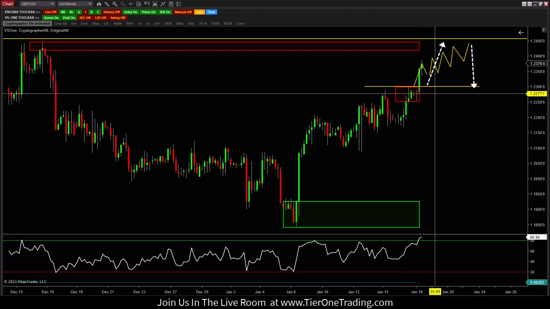The VS1 is a visual structure indicator. So it gives us key levels of support, key levels of resistance. You can have single VS1s on there. You can have multiple VS1s on there.